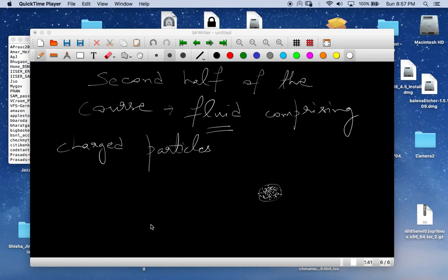So this is what I was just saying. In the second half of the course, we will be concerned with treating the plasma as a fluid. In other words, treating the plasma without regard to the behavior of the individual particles, as a fluid which is essentially an aggregate of lots and lots of particles. So an individual particle has no identity.